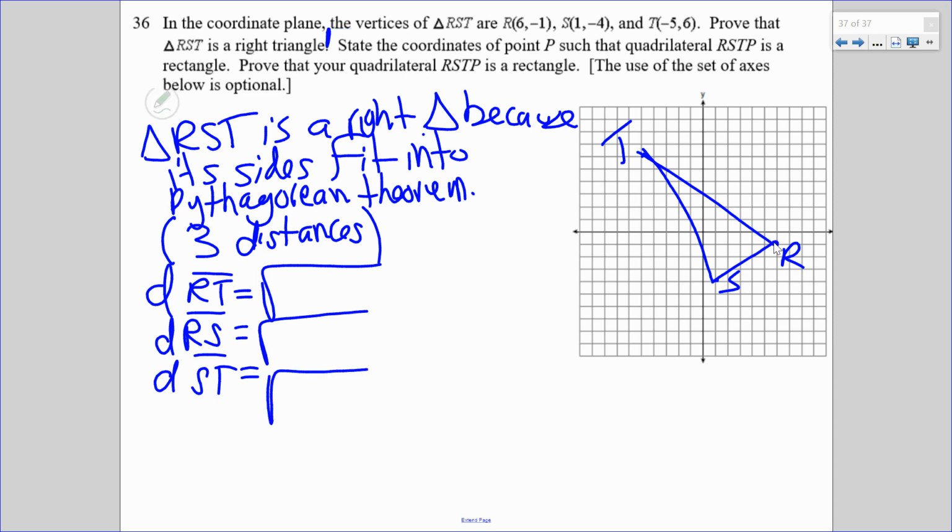Let's use a different color. RT, 1, 2, 3, 4, 5, 6, 7, 8, 9, 10, 11. 1, 2, 3, 4, 5, 6, 7. RS, 1, 2, 3, 4, 5, 1, 2, 3. ST, 1, 2, 3, 4, 5, 6. 1, 2, 3, 4, 5, 6, 7, 8, 9, 10.